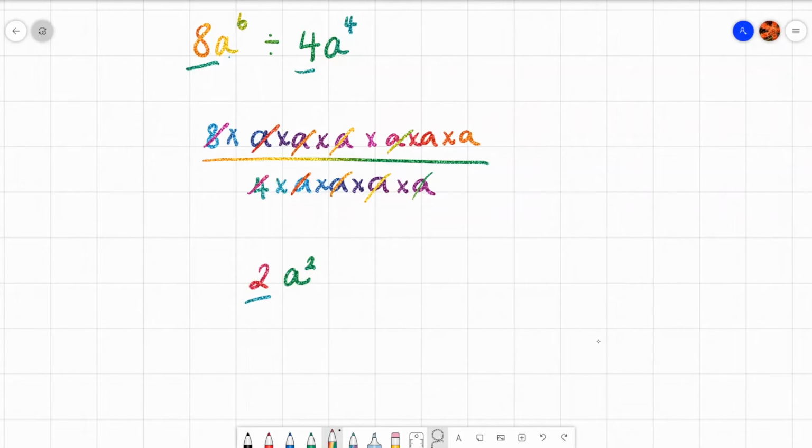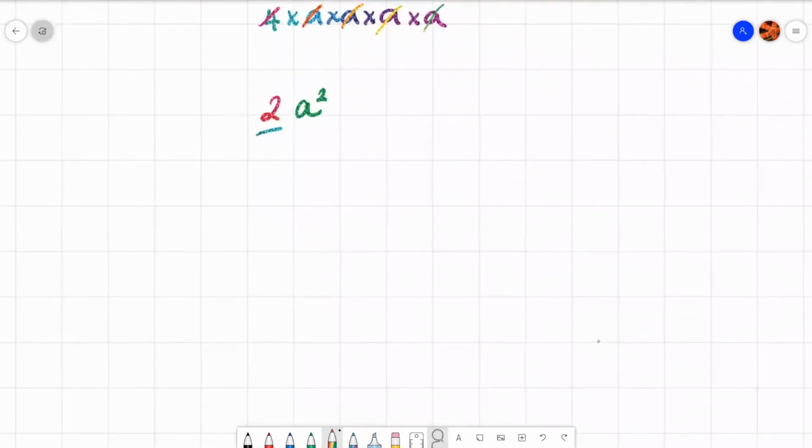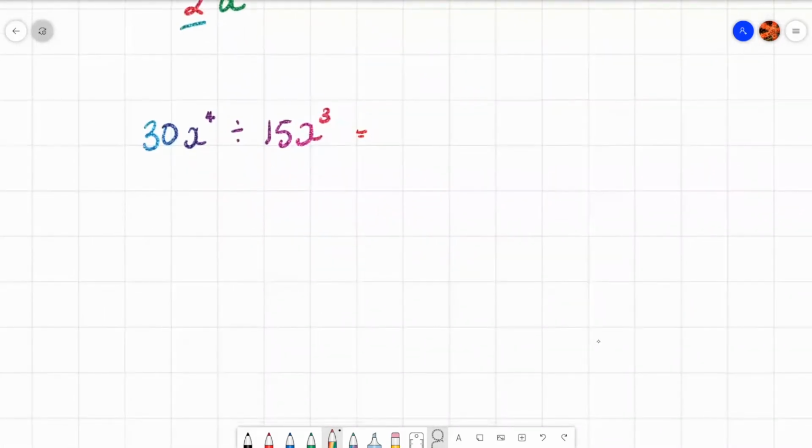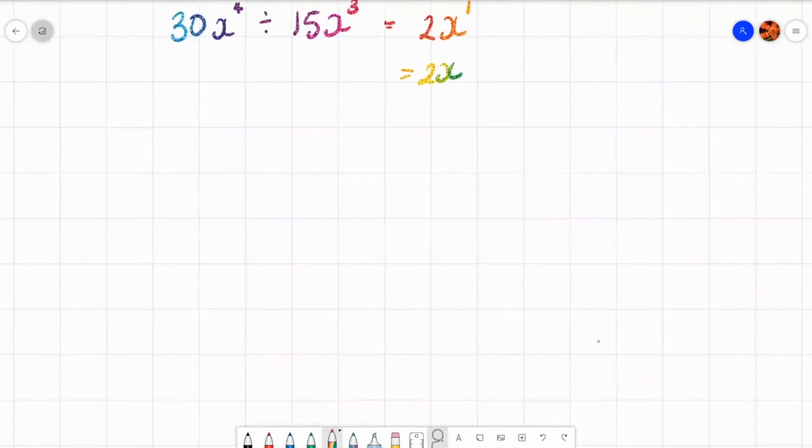So what if I had something like this then? I can have 30x to the power of 4 divided by 15x cubed. So I will divide the numbers. 30 divided by 15 is 2. x stays the same and subtract the powers. 4 take 3 is 1. So that's 2x.